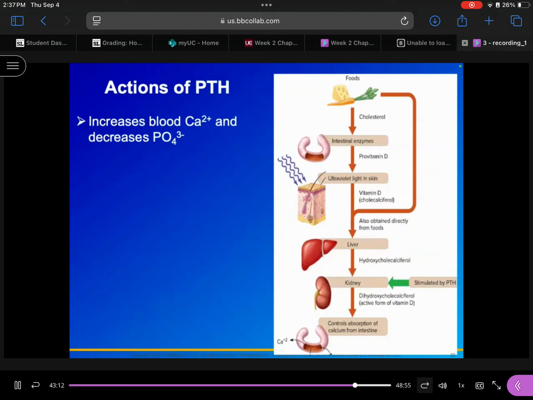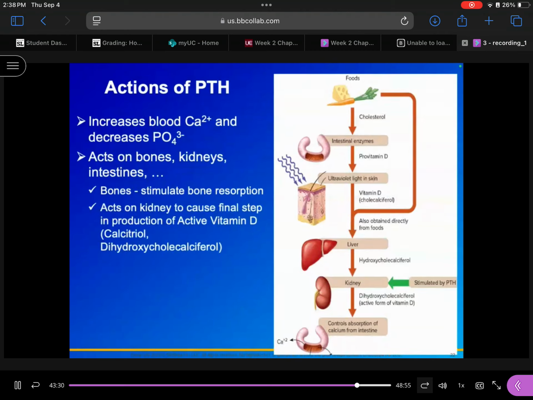So like we said, it's going to increase blood calcium concentration. It actually decreases phosphate concentration within the blood. It acts on the bones, kidneys, and the intestines. So it causes bone resorption. Notice there's no absorption there, right? Bone resorption is talking about the removal of calcium.